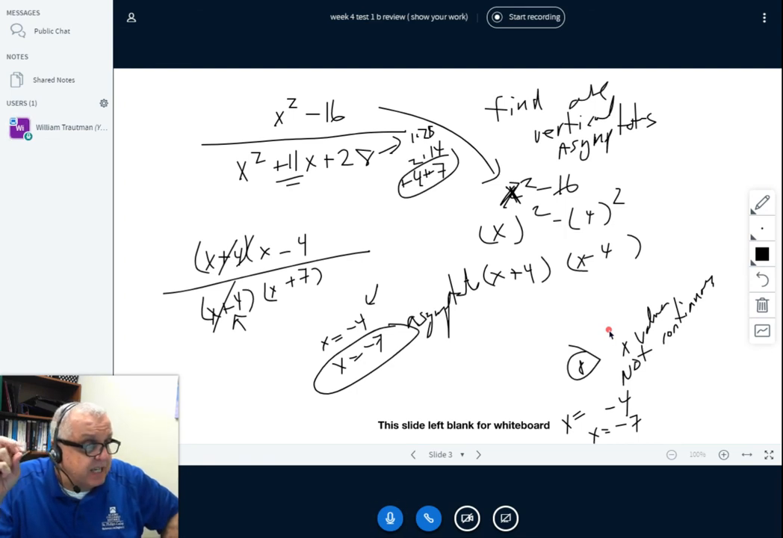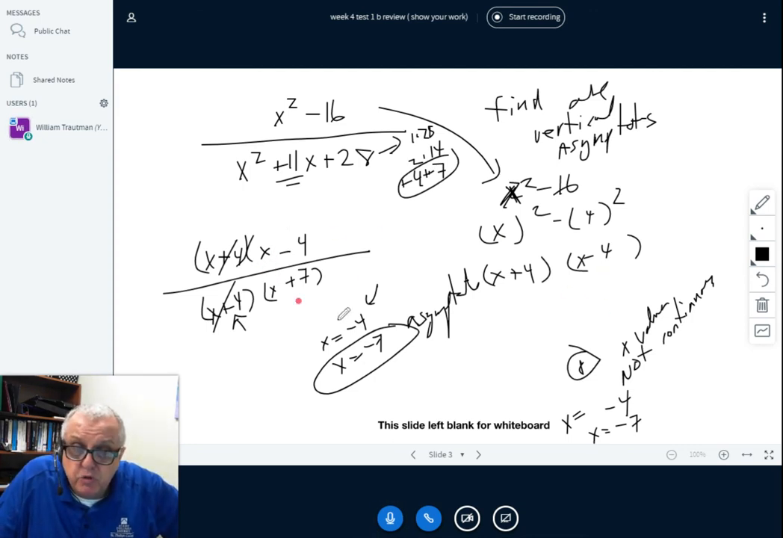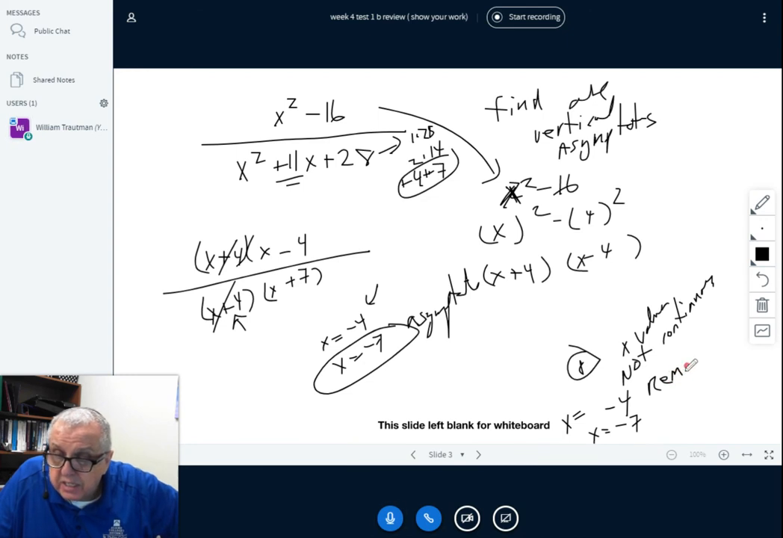But it also says which of these discontinuities are removable. Well, removable is a hole. So this is a hole. It's removable. x plus 7 is an asymptote. We say that's non-removable.